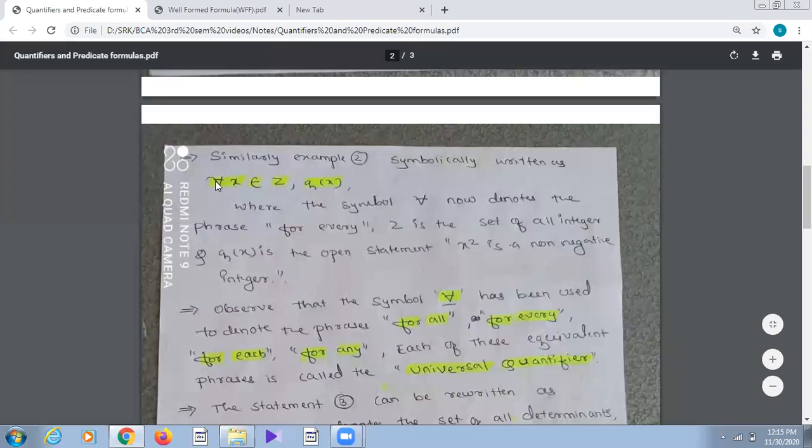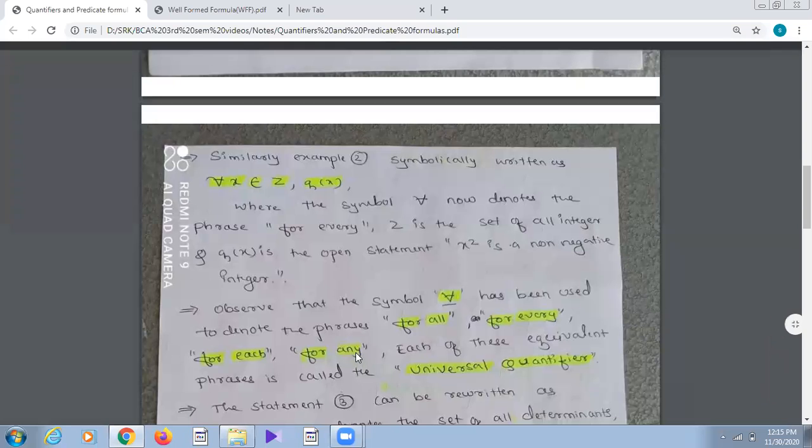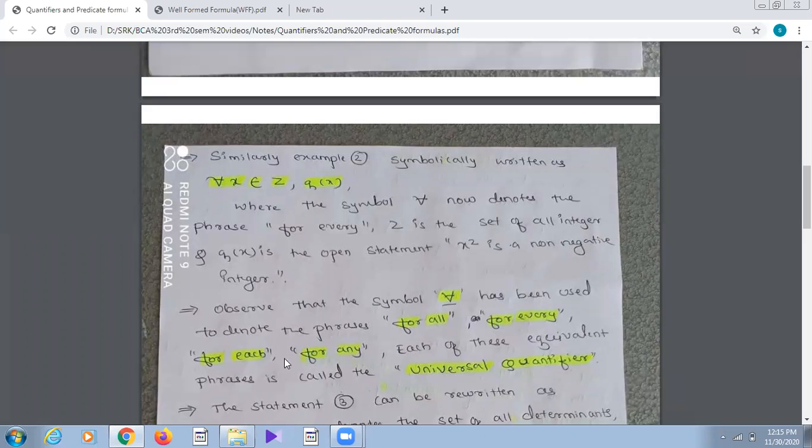You can use this symbol for all, for every, for each, for any. So whenever a statement contains the words for all, for every, for each, or for any, you can use this symbol. These phrases are called universal quantifiers.